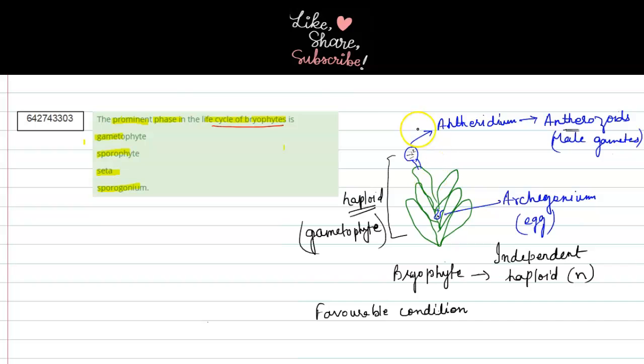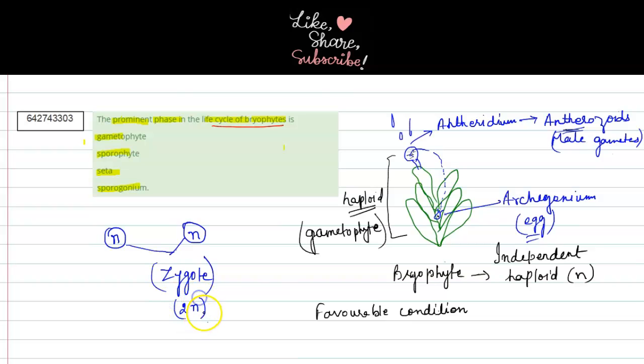When the rain falls, let's say the raindrops are falling onto it, it compels the gametes present inside to burst out, and they fall onto the female sex organ where the egg is present. Once the antherozoid falls on the archegonium and combines with the egg, the zygote is produced. This zygote is produced as a result of fusion of the male gamete, which is N, and the female gamete, which is also N. So when they combine to form the zygote, they form the structure 2N.